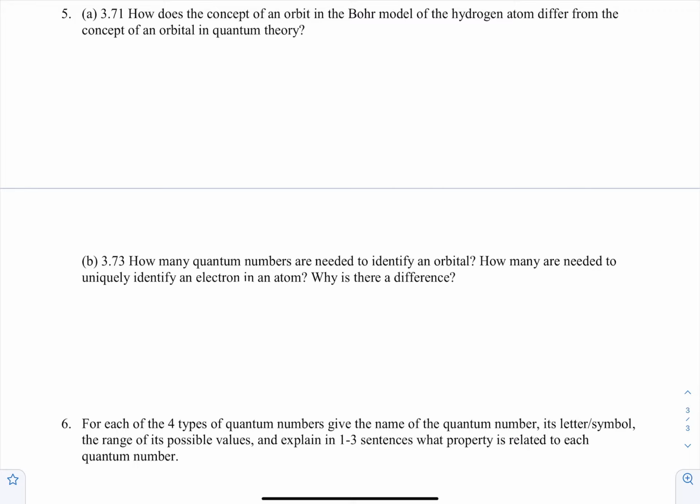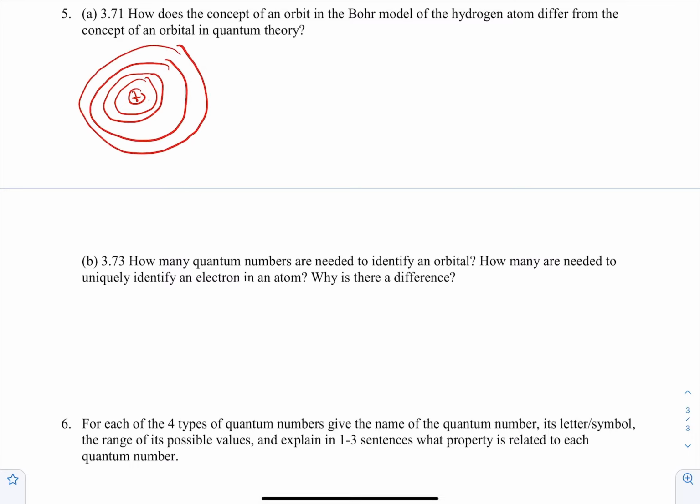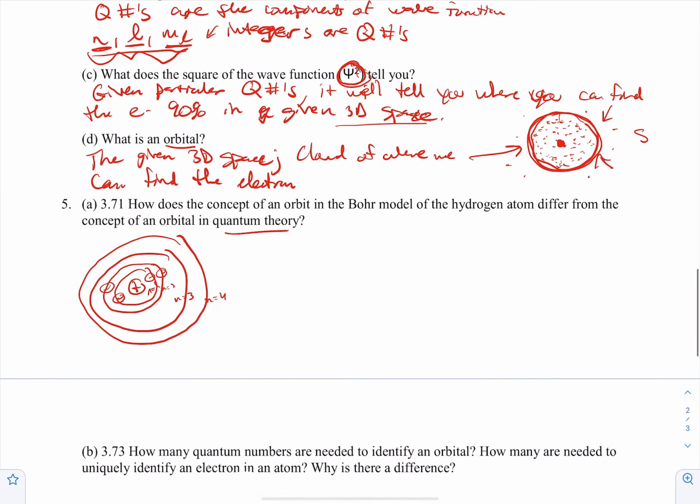Number 5, how does the concept of an orbit in the Bohr model of the hydrogen atom differ from the concept of an orbital in quantum theory? If you remember from the Bohr model of the atom, we had these n shell orbits that looked like planetary orbits around this proton. And we had n equals 1, n equals 2, n equals 3, and n equals 4, right? And we would put an electron here, an electron there, an electron here, and there. But in the quantum theory, we were talking about putting these in clouds.